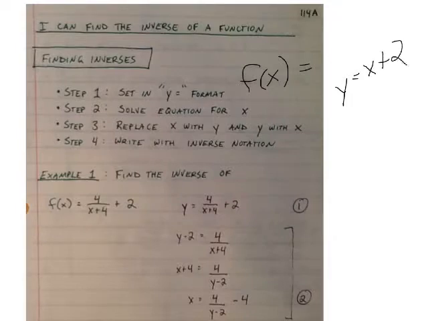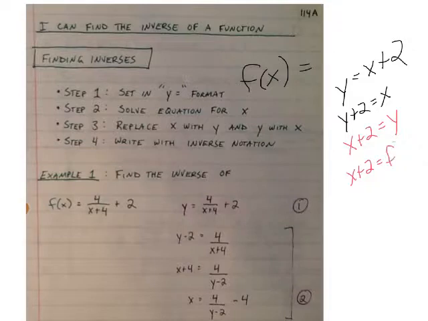So if you had something like y equals x plus 2, you would have y minus 2 equals x. And then you want to replace x with y and replace y with x. And there you have more or less the inverse function, and then you write it in inverse notation. So x minus 2 is f inverse of x, and that inverse symbol is f to the negative 1. You don't want to think of this as an exponent. It actually means take the inverse of the function f.